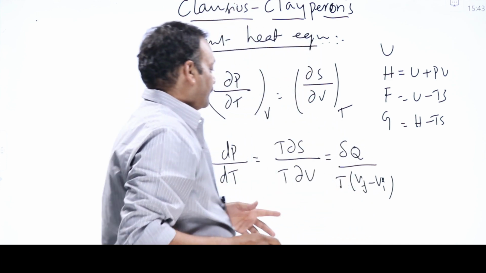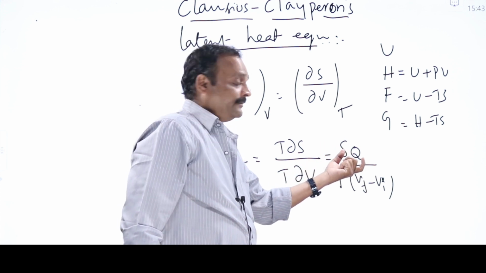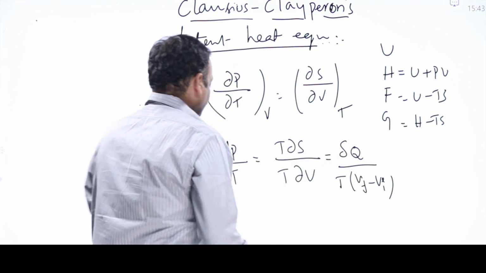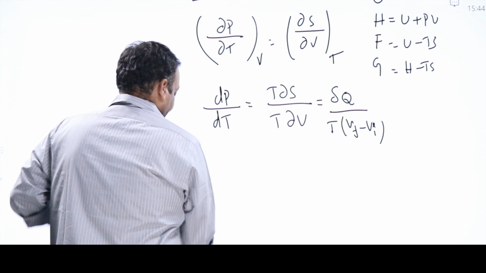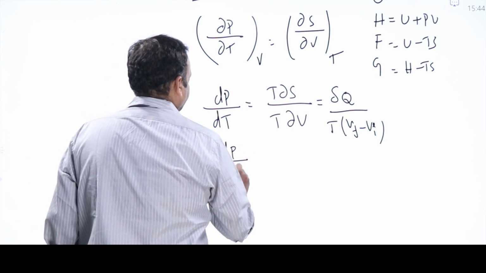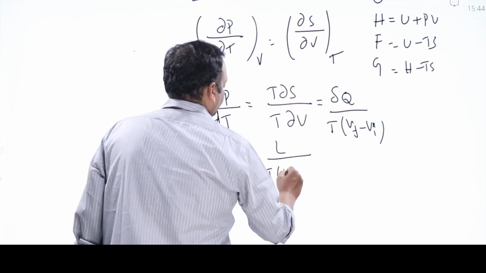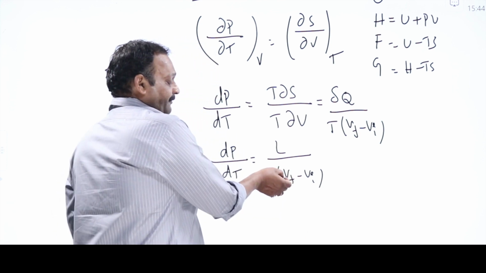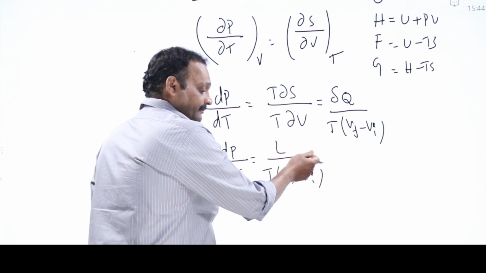Okay, so I'll take this delta Q, whatever is the amount of heat given for the phase change to occur, that I'll take as latent heat. Now, this is known as the Clausius-Clapeyron latent heat equation. Here, dP by dT, the change in pressure by change in temperature, is equal to L by T into (Vf minus Vi), where Vf is the final volume after the phase change, and Vi is the initial volume, that is, the volume before the phase change.